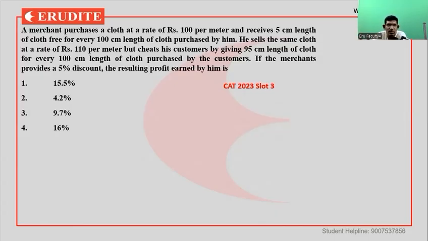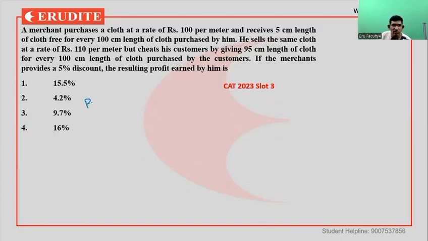Then he sells the same cloth at a rate of 110 per meter, but cheats his customer by giving 95 centimeter length of cloth for every 100 centimeter purchased by the customer. If the merchant provides a 5% discount, find the resulting profit. Quite twisted or complex, a lot of variables and variations. But if we stick to our basics without getting into shortcuts, it can still be done efficiently. How?